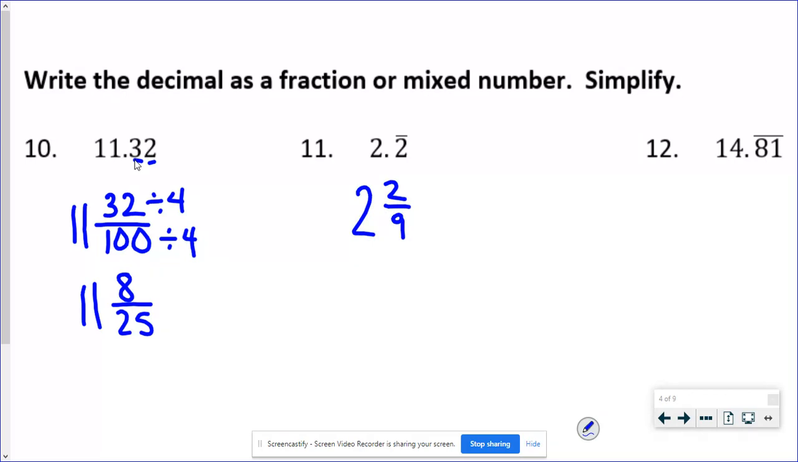On number 12, I would have 14, and then I would have 81, and since 2 things repeat, I would get 2 9s in my denominator. This, however, can simplify. Both of those, the numerator and the denominator, can be divided by 9. So I would have 14 and 9/11.